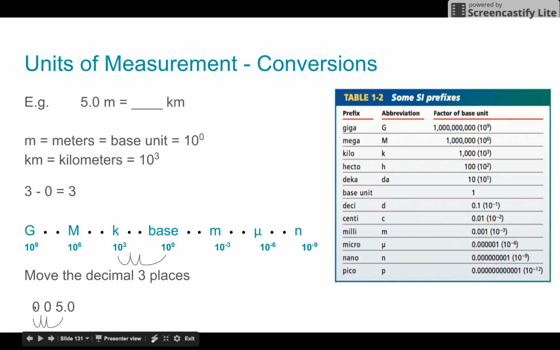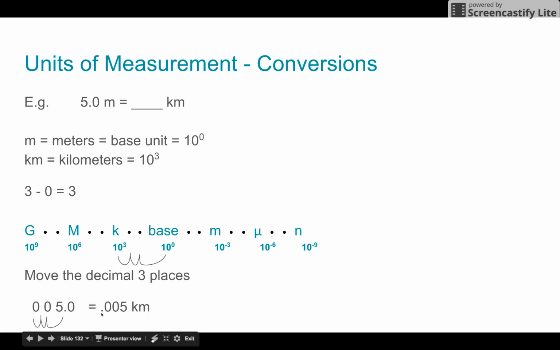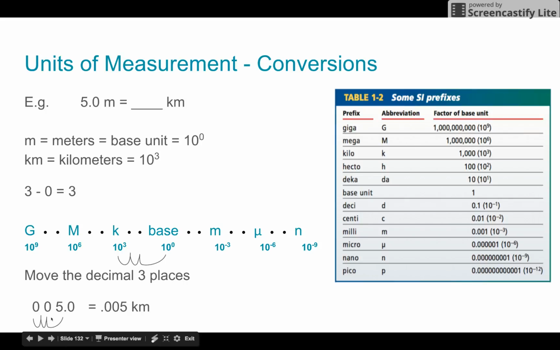Fill in our empty spaces with zeros, and our answer is 0.005 kilometers. Notice our decimal moved from here to here.